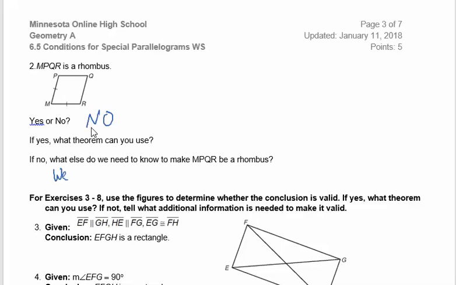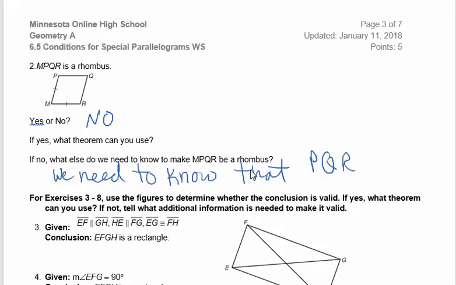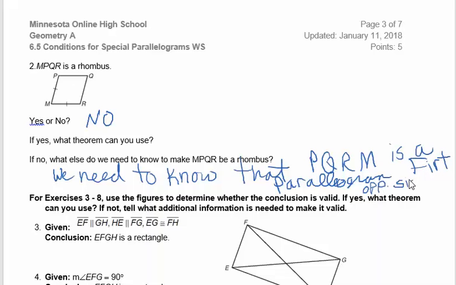We need to know that this is a parallelogram first. And I guess it would be PQRM, or maybe I should have started with M, it doesn't matter. We need to know that this is a parallelogram before we can prove that it's a rhombus. Parallelogram. And the way we could find that it was a parallelogram is you could maybe say that opposite sides were congruent, something like that. That would be one way to show that it was a parallelogram. I'll just write the congruent symbol.